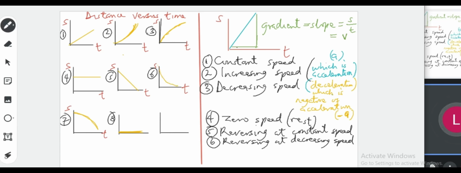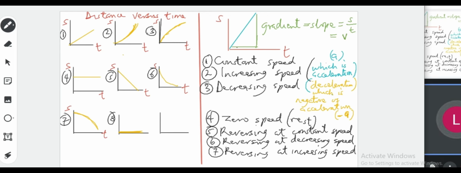Let's go to number 7. What can you say about number 7? Reversing at increasing speed. Why did you say increasing speed? Because it's getting steeper, isn't it? Yeah. It's getting steeper, and it is coming backwards. So this is reversing at increasing speed. In other words, reversing and accelerating, because increasing speed is acceleration.